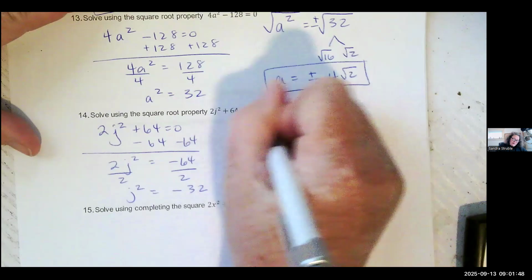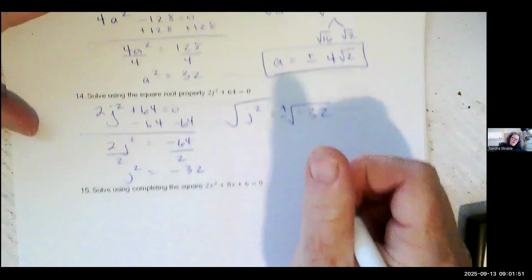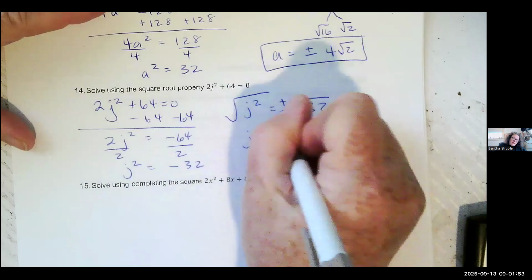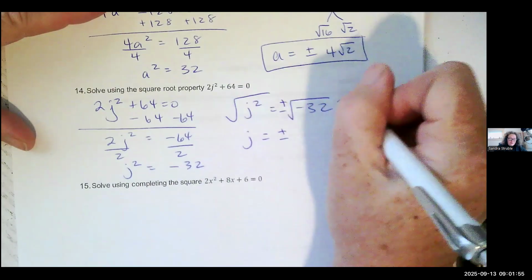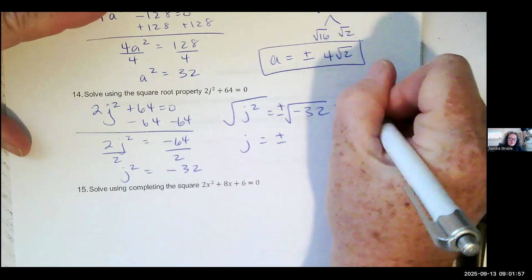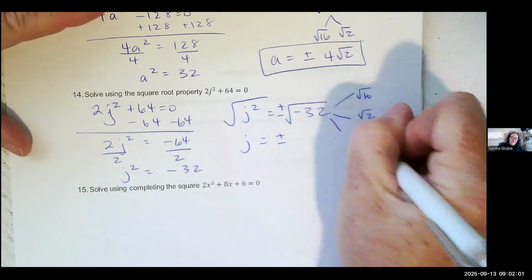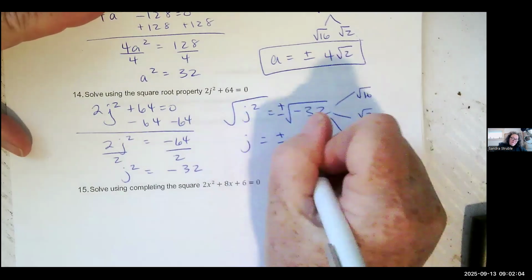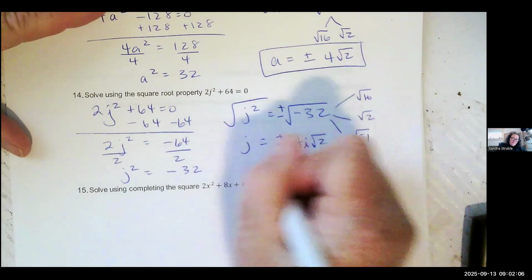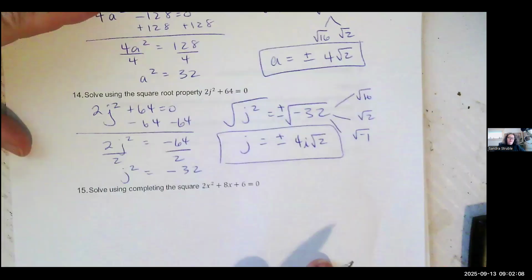Take the square root of both sides, plus or minus the square root of negative 32. J is equal to plus or minus, well, the square root of 32, we already know is square root of 16, square root of 2, but now we have the square root of negative 1. So it's 4i, the square root of 2. I wanted you to see that.